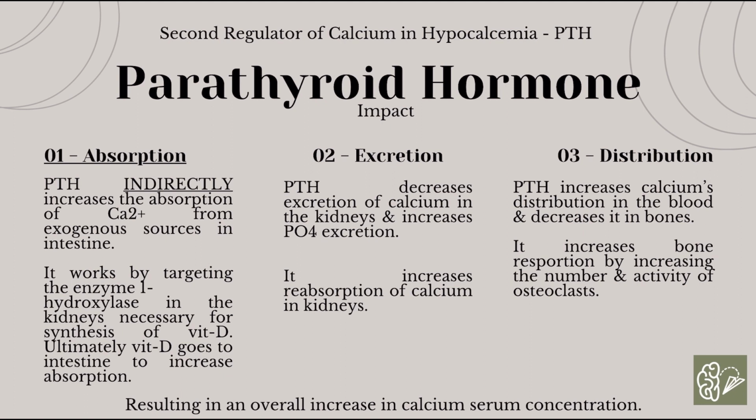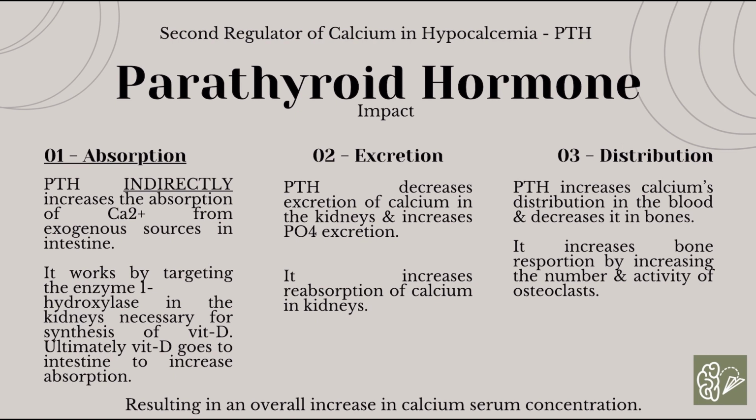So what parathyroid hormone does is further activate that enzyme in the kidneys to increase the synthesis of vitamin D, and ultimately vitamin D can then have calbindin, and then calbindin will increase the absorption. So parathyroid hormone doesn't directly target enterocytes, but it activates vitamin D, which then produces more calbindin, and more absorption.